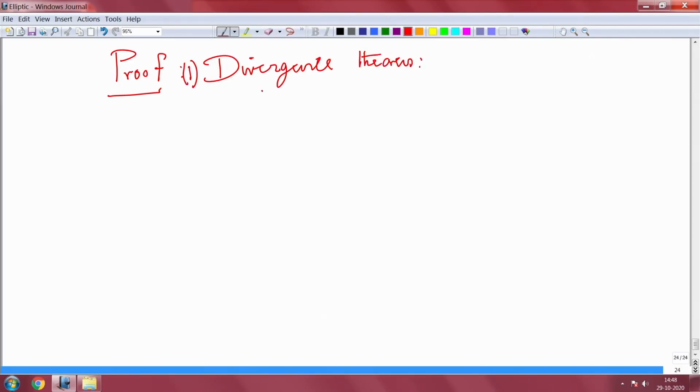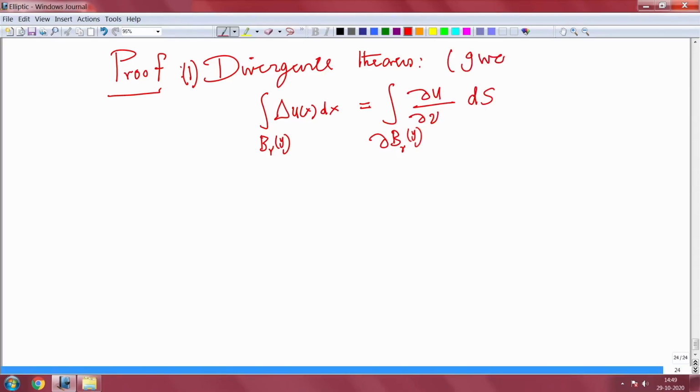The divergence theorem tells you that the integral of Laplacian of u over any internal ball Br of y, dx, is equal to the integral over the boundary of Br of y of du by d nu, the normal derivative, with respect to ds. Okay. And you are given that u is subharmonic, that Laplacian of u is greater than or equal to 0. So this quantity is there.